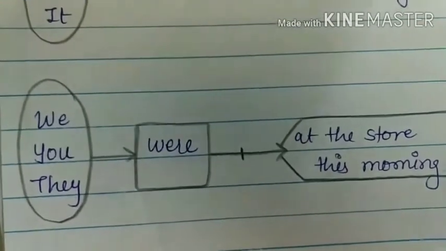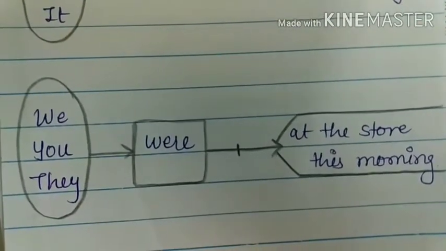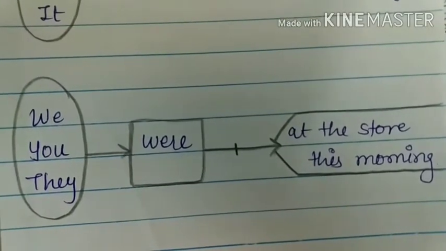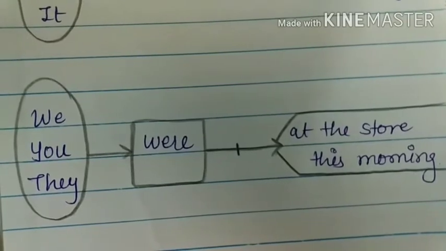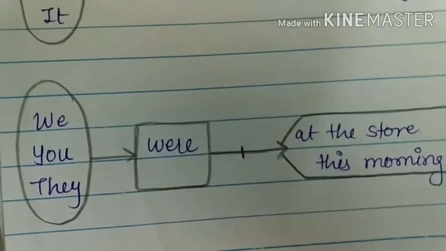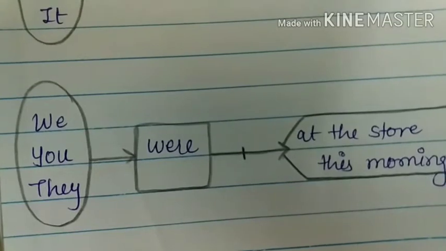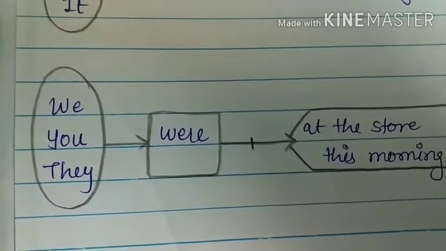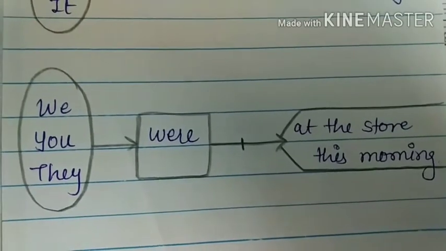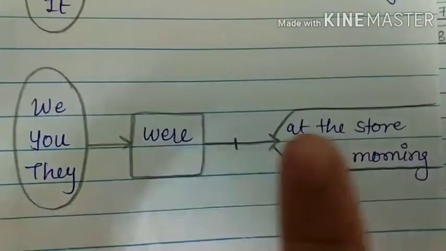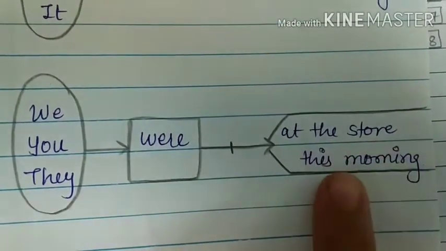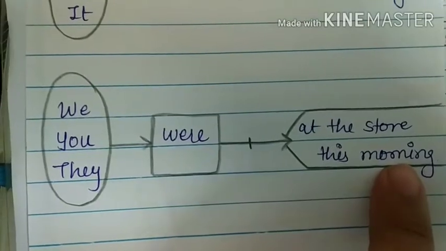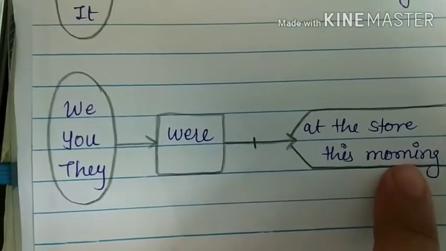Were. We use were with we, you and they. Draw it like this. We, you and they. And then draw a box, write it down were, and draw an arrow like this and write it down at the store this morning. And the sentences will become like this.